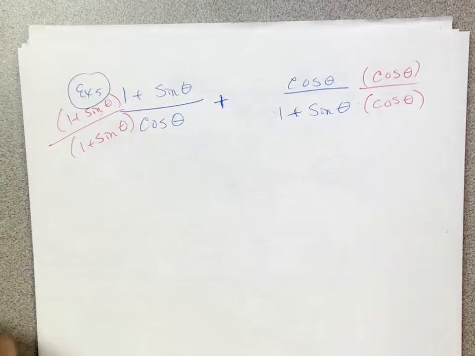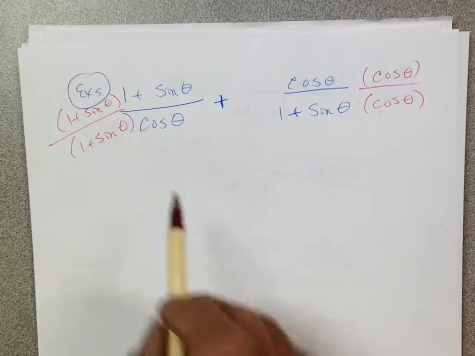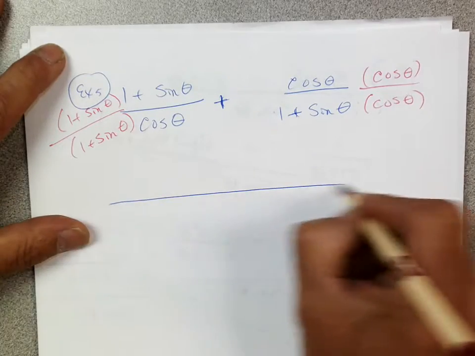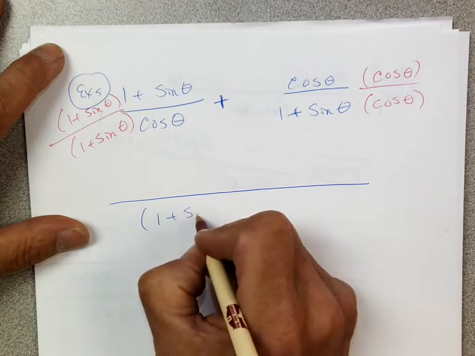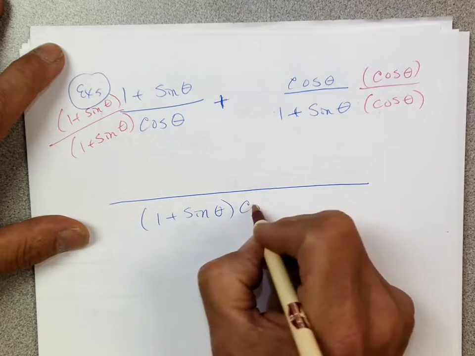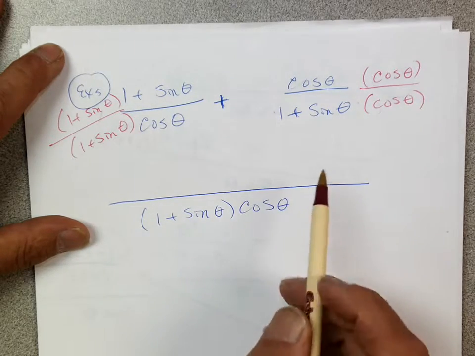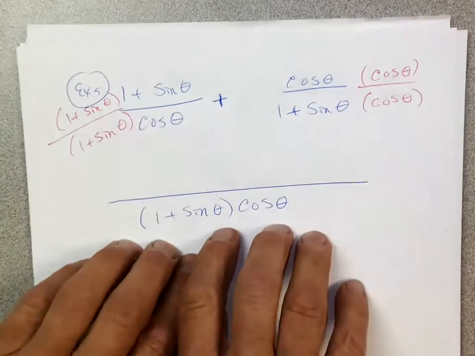Okay, there. So now we're going to have a common denominator. We really are. So let's make this easy. My common denominator really is both of these: 1 plus sine theta times cosine theta. Okay, that is my common denominator. Let's just write it down. What goes up on top?